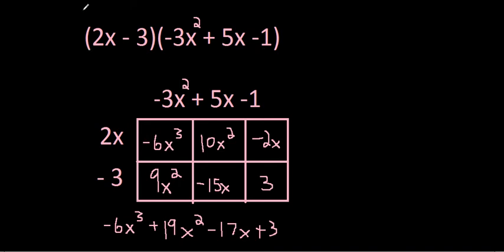So there's two factors here, two things that are being multiplied together, that one and that one. And when they're being multiplied together, that means that this 2x term has to be multiplied to all of these three terms. And this minus 3 term has to also be multiplied to all of these three terms.